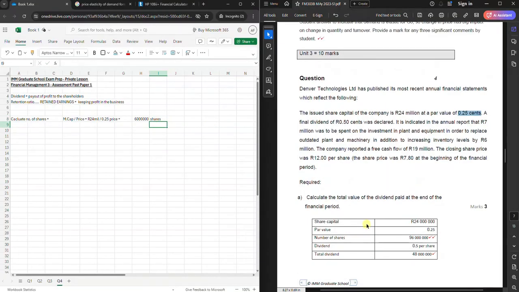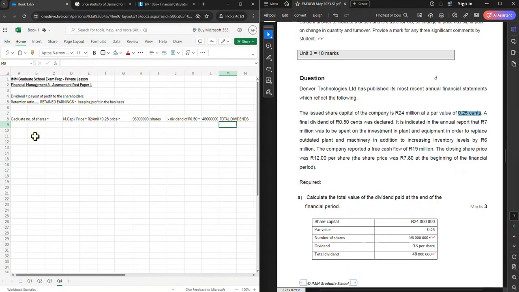We calculate it quite differently. The total dividends paid is the number of shares issued times the dividend per share. I wrote times instead of divide, that's why. That gives you the shares. Then you multiply that by the dividend. What is the dividend? 50 cents. That gives 48 million.